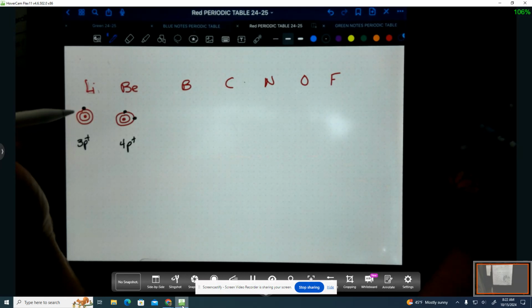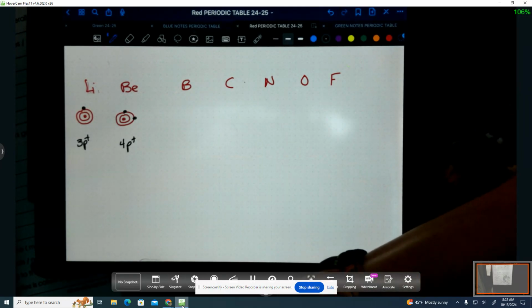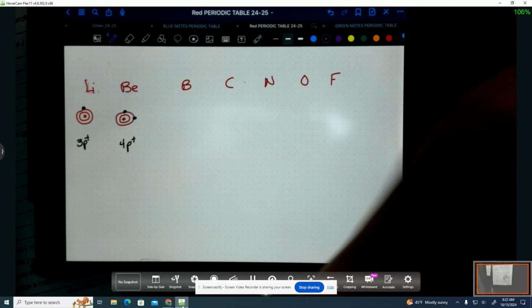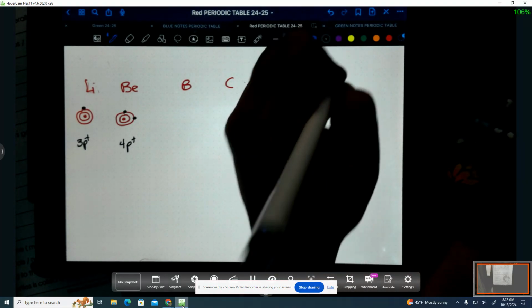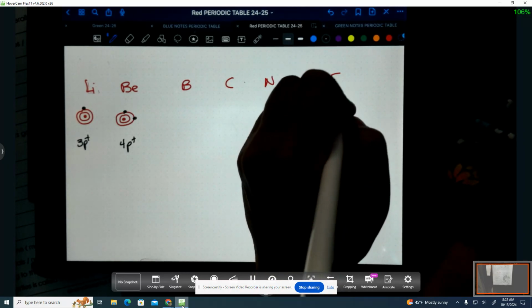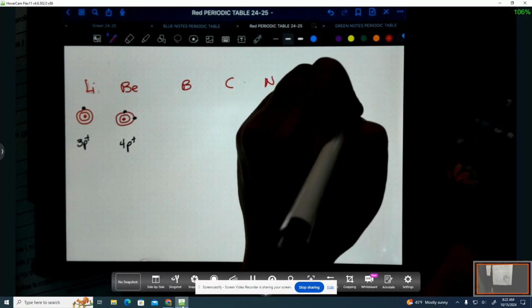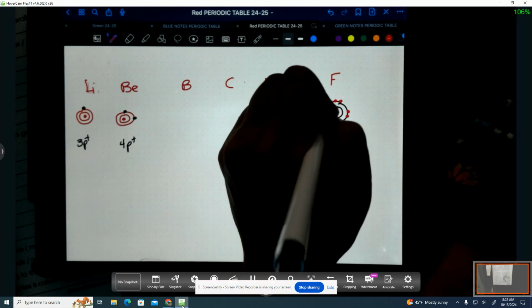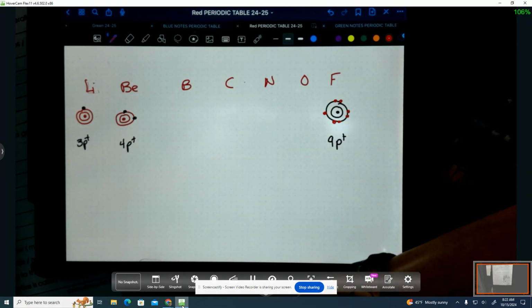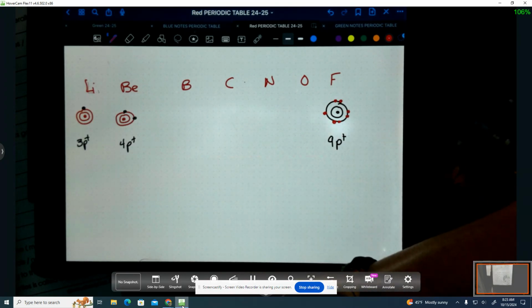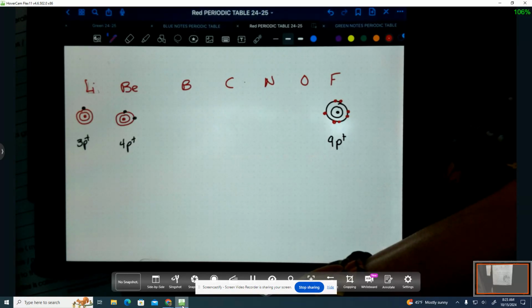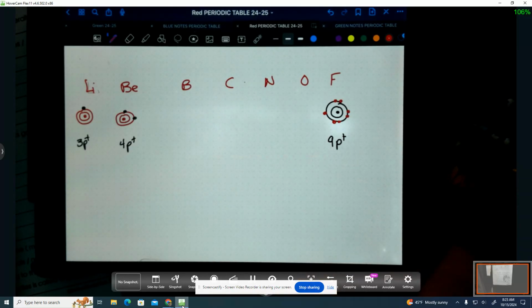These positives are pulling on these negative electrons. When we get all the way to fluorine, fluorine has 9 positives with only 2 rings. Don't worry about the colors here. I just didn't switch them. What's going to happen when these 9 positives are pulling on these 2 rings? Think.